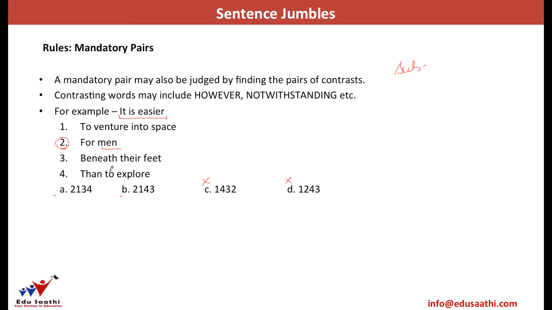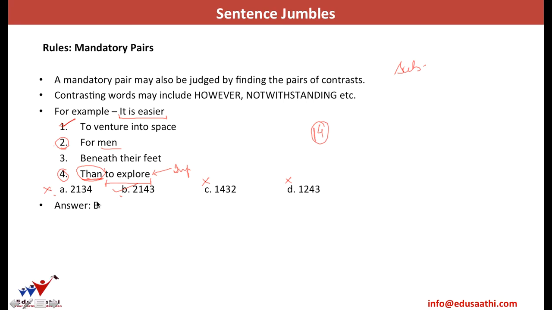Now the next thing, if I read phrase number 4, it starts with "than to explore". So there's this infinitive, right? And "than" is a contrasting word. So I have to find another infinitive or a verb that acts contrasting to "explore", which is happening in option number 1. So thus 4 must be preceded by 1. So 1 and 4 is an option. 1 and 4 happen in only option number B. So I eliminate option number A and the answer becomes option number B.